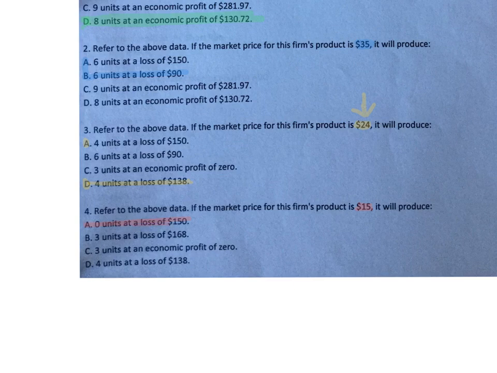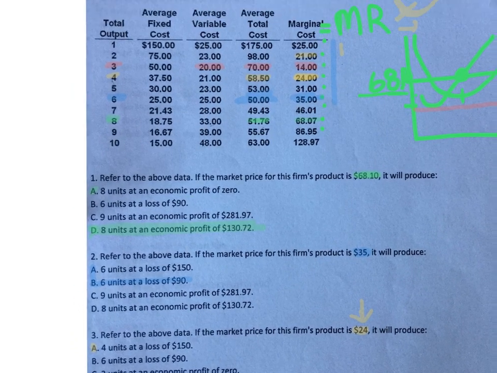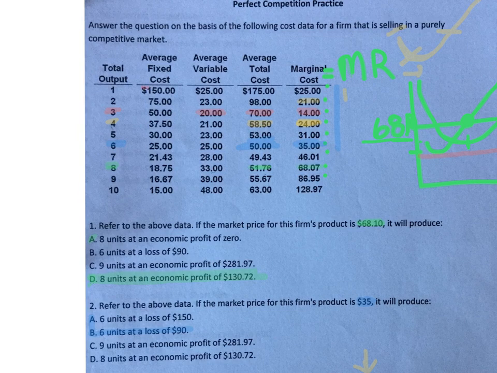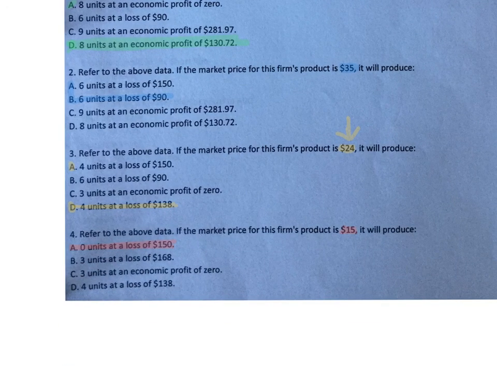So then the question is, okay, where does that loss of 150 come from? Keep in mind, if you're not producing anything, you're not losing any of those average variable costs. The only thing you're losing is your fixed cost. So your fixed cost there is going to be 150, which is why that total loss is going to be 150 as well.